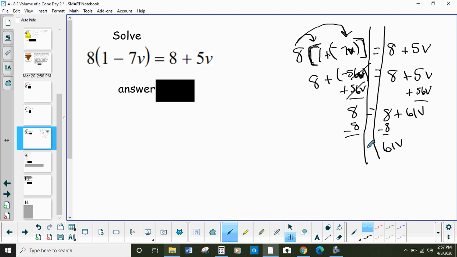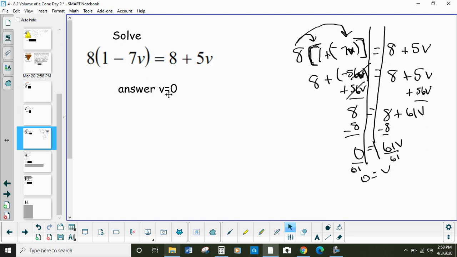And I get 61v equals 0. Divide both sides by the coefficient. And 0 divided by anything is just 0. So my answer, the solution for this, was 0 this time.